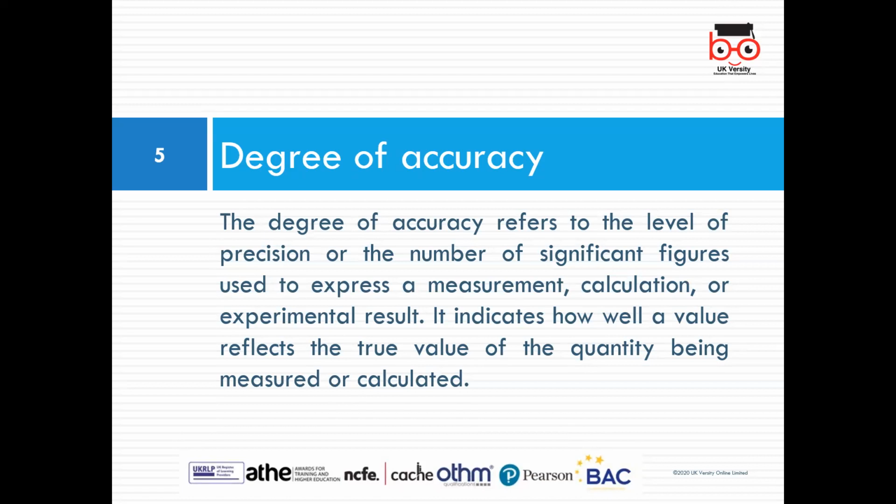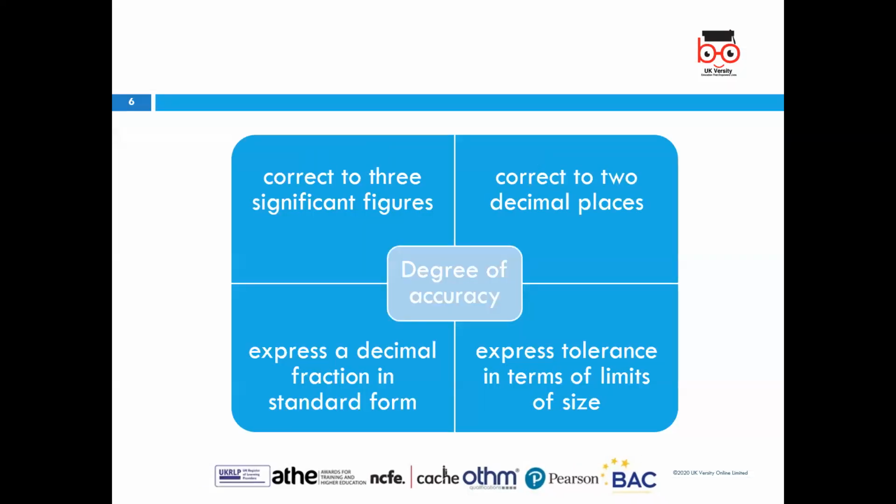For example, sometimes we take the value of 7.99 as 8, but that may not always be correct in advanced calculations. For example, when you are using it in calculations related to space or setting up a satellite, you have to ensure that you have a certain degree of accuracy, and how well a value reflects the true value of the quantity being measured or calculated. So these are the 4 points that you need to keep in mind when understanding degree of accuracy.